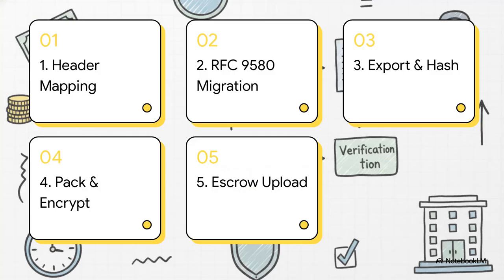Let's dive in. So, what's our roadmap for today? We're looking at 5 main checkpoints. First, preparing your header mapping. Second, migrating your keys to RFC 9580. Third, exporting your data and generating your hash file. Fourth, packing and encrypting everything. And finally, getting that escrow deposit uploaded securely.